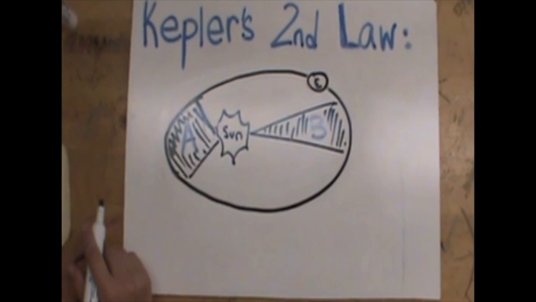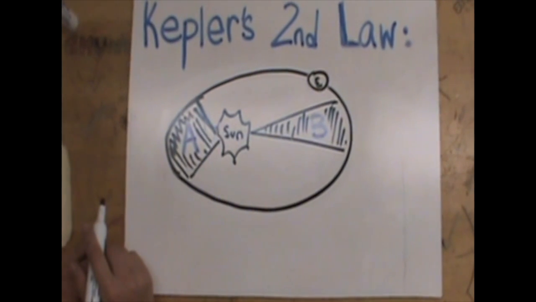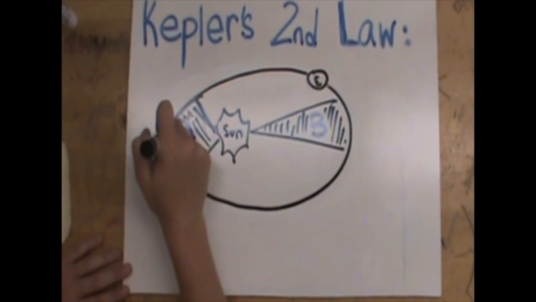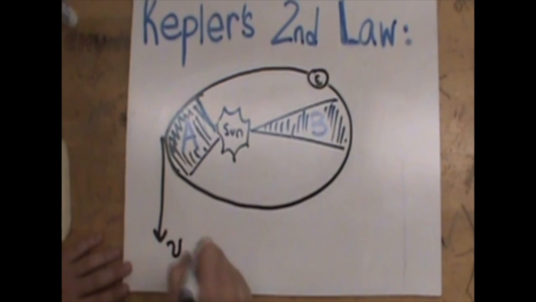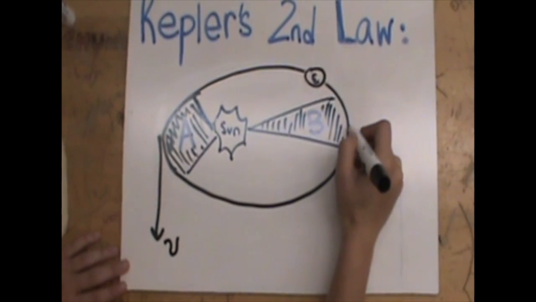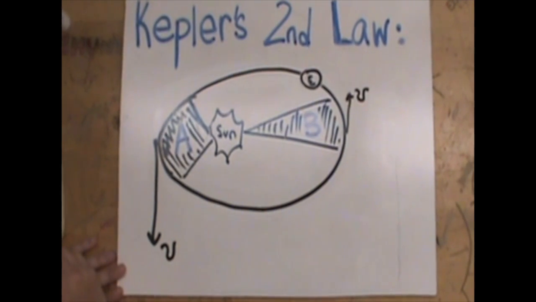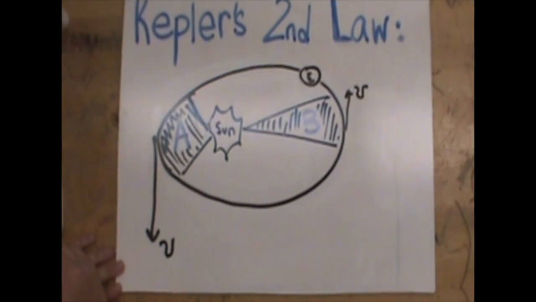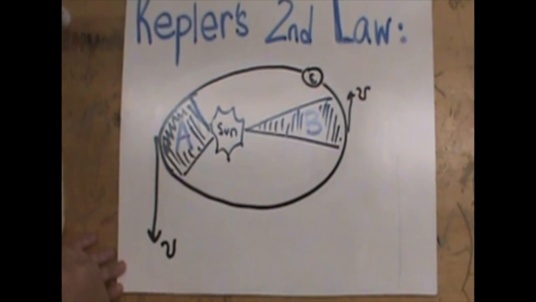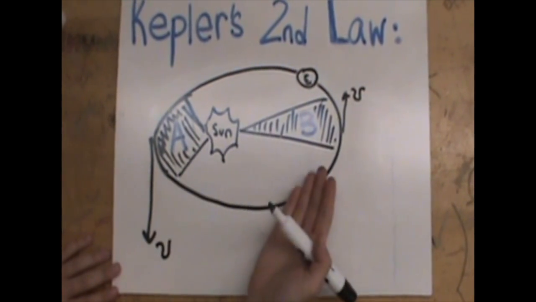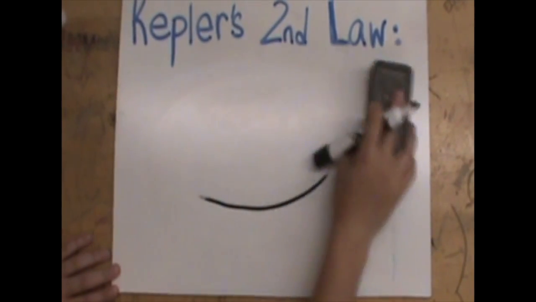Kepler's second law. Equal areas are swept out in equal time. Closer to the Sun, the planet moves at a faster speed but sweeps out an area with a smaller radius. Further from the Sun, the planet moves slower but sweeps out an area with a larger radius. As a result, equal areas are swept out in equal amounts of time. Notice that the area A is equal to the area B.